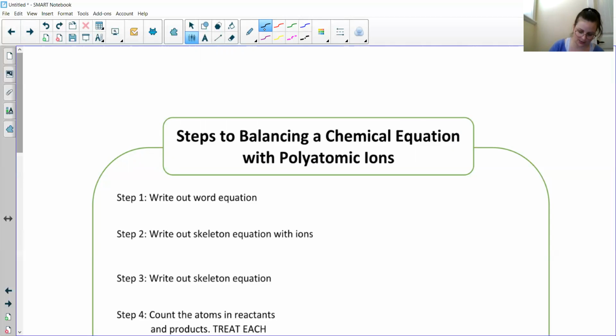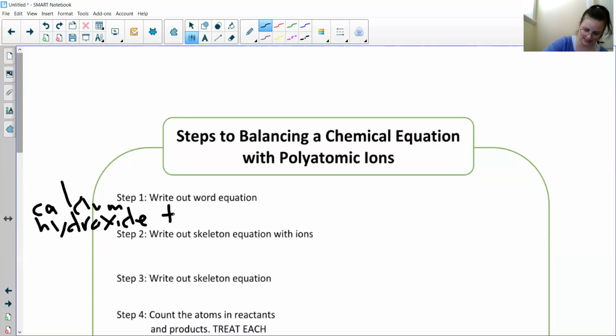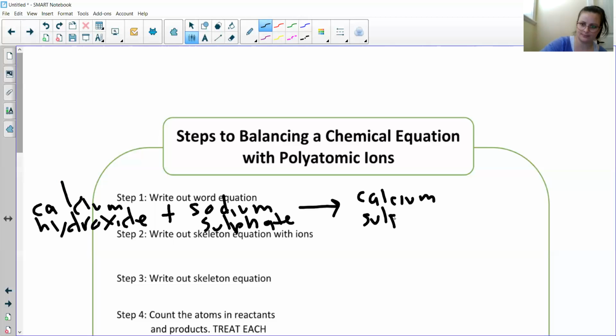So the reaction I'm going to do is calcium hydroxide reacts with sodium sulfate to produce calcium sulfate and sodium hydroxide. So it's calcium hydroxide plus sodium sulfate to produce, so there's a little arrow, calcium sulfate and sodium hydroxide.